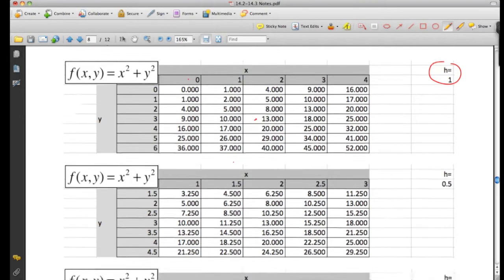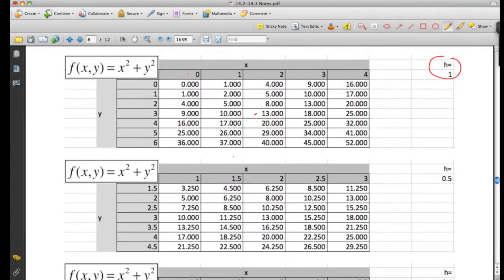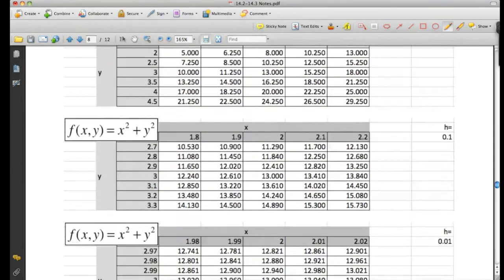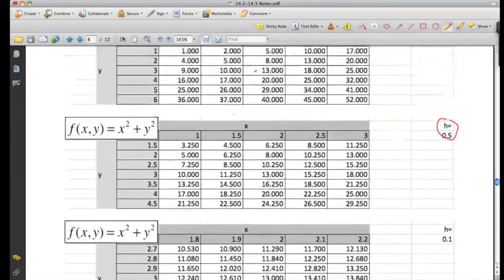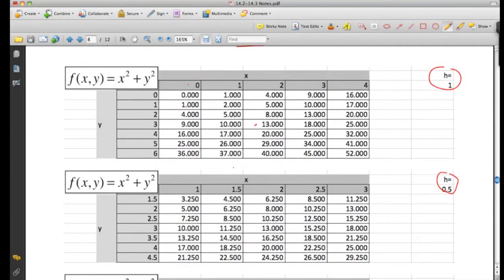And then I set it up again where we increment by 0.05. And then we take that a little bit smaller. We go by 0.1 and then 0.01. And what I want you to notice here is we're going to be interested in finding out something about the point 2,3.